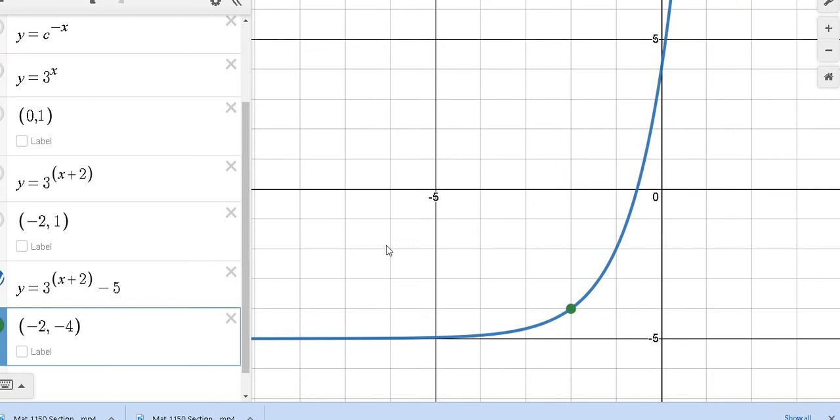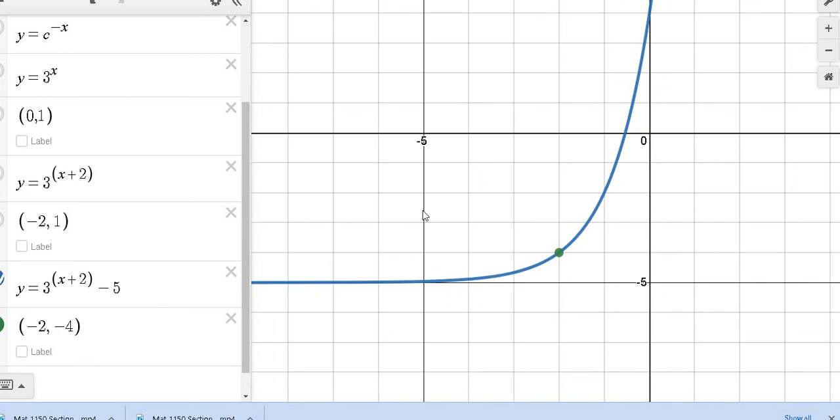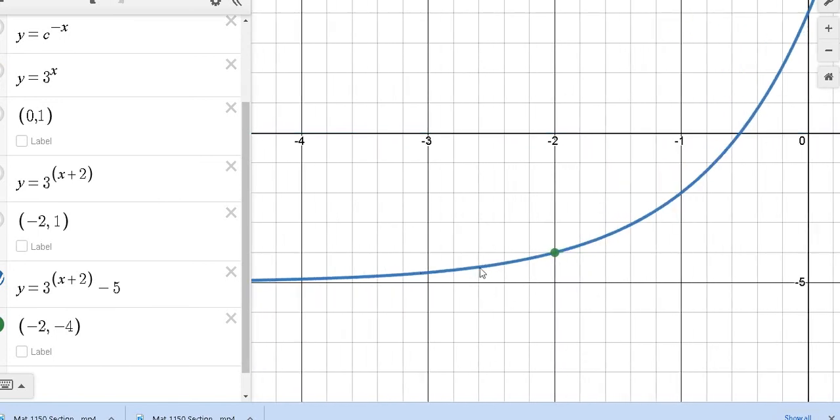What if I asked you for the domain and range on this one? Well, I'll help you out with the domain. The domain is everything. This function is defined. There's no place where there's going to be a 0 in the denominator or a negative underneath the square root. There's nothing that's going to go wrong that's going to make this function undefined. So the domain is all real numbers.